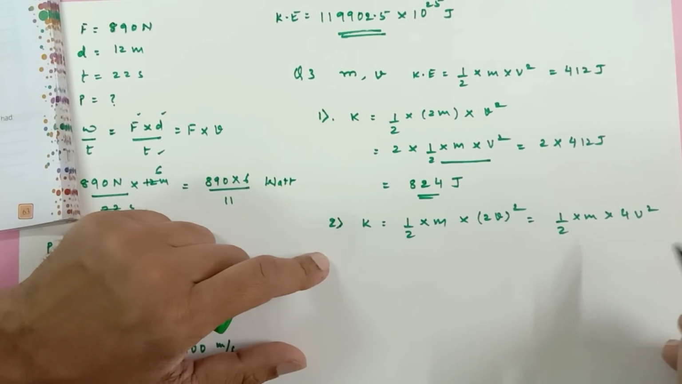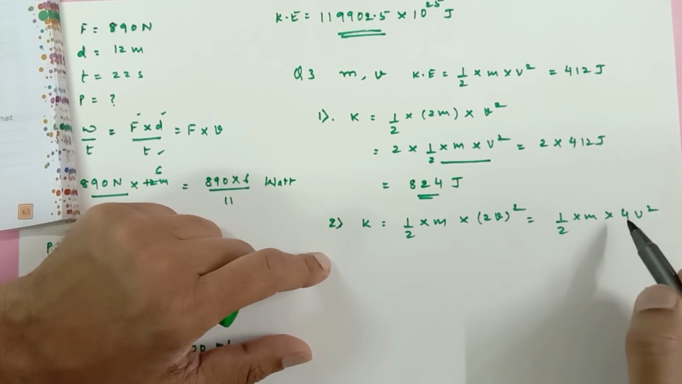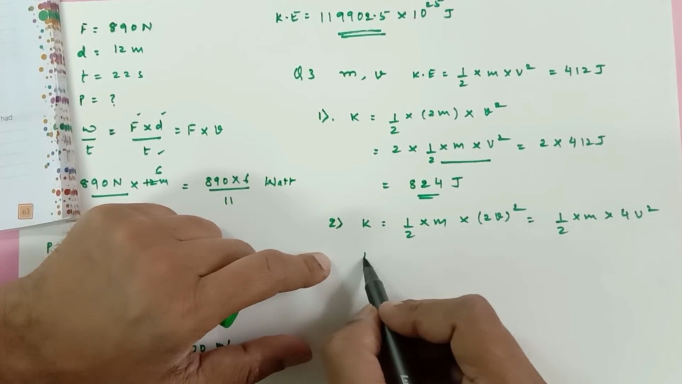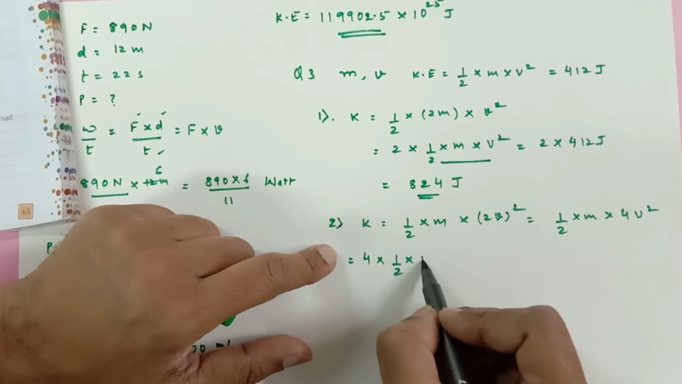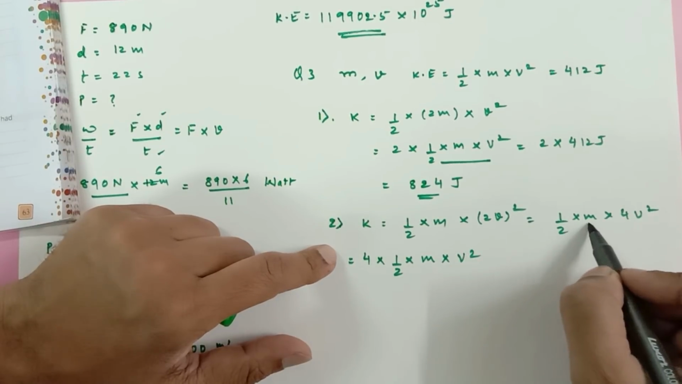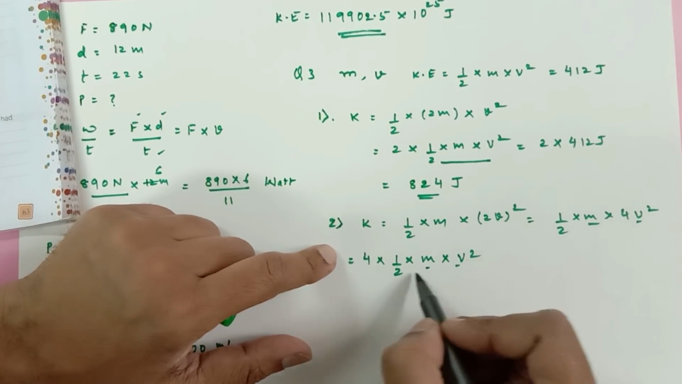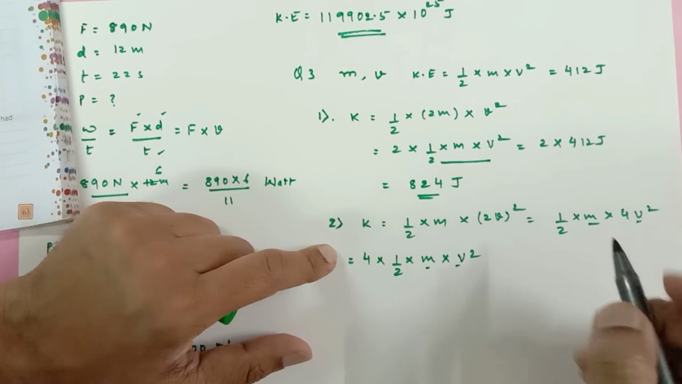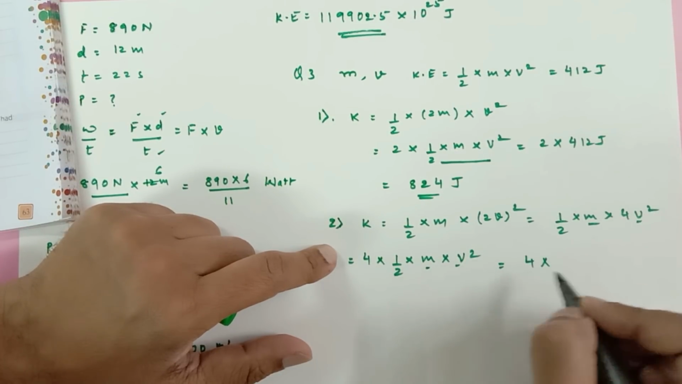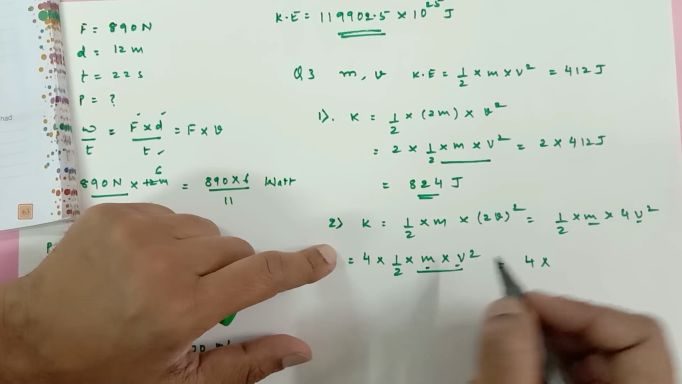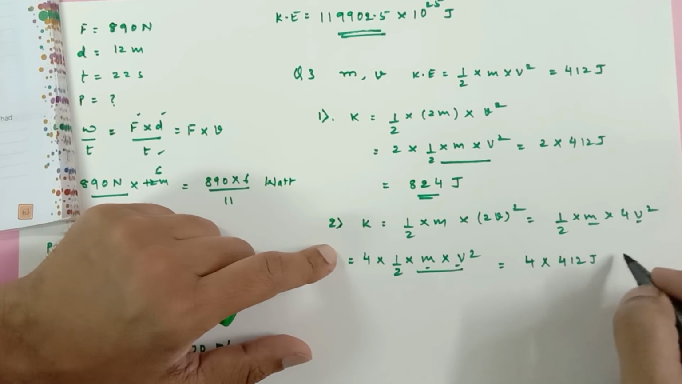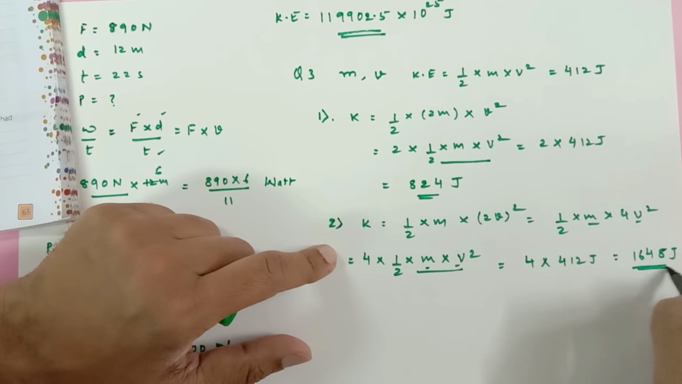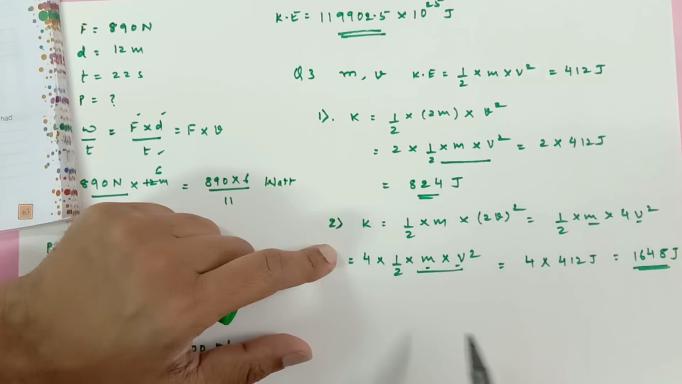In these kinds of questions, as I told you, it's better not to cancel the 2 and 4. So 4 is going to come in front, multiplied by half into m into v square. See, half and m v square remain as they are, only I have rearranged it. Now this half mv square is 412 joules, so 4 into 412 is 1648 joule, which is our answer.